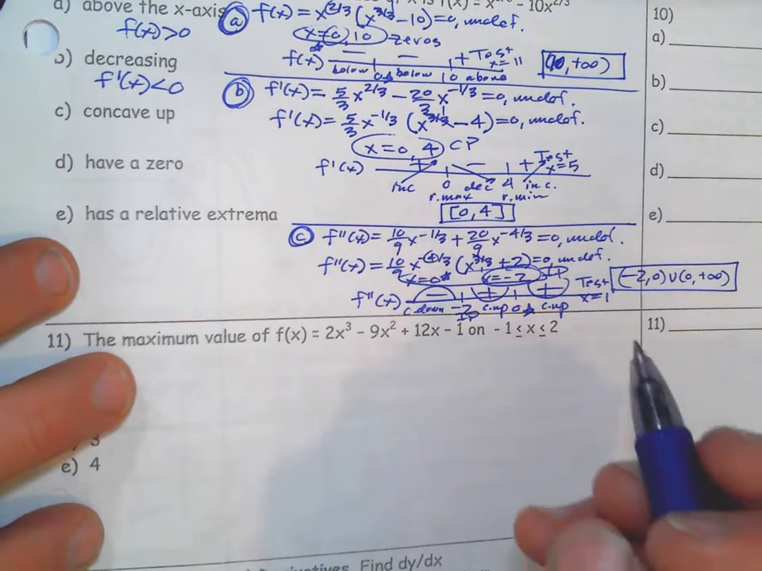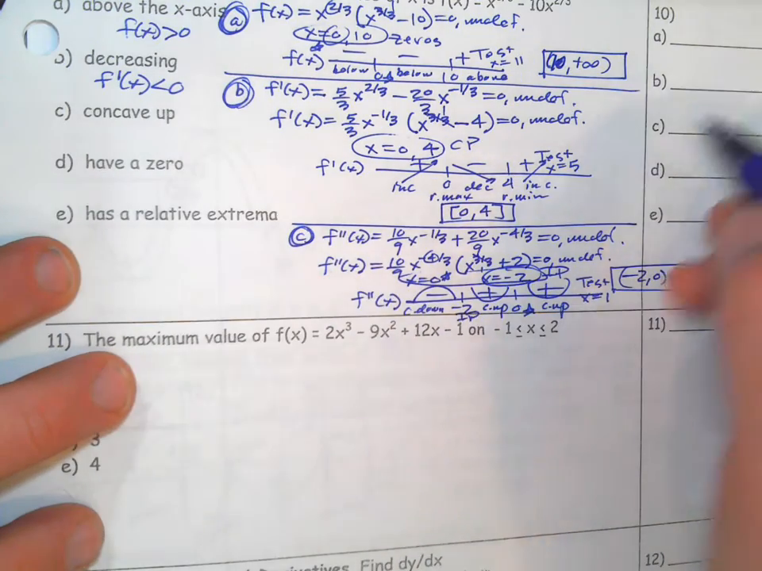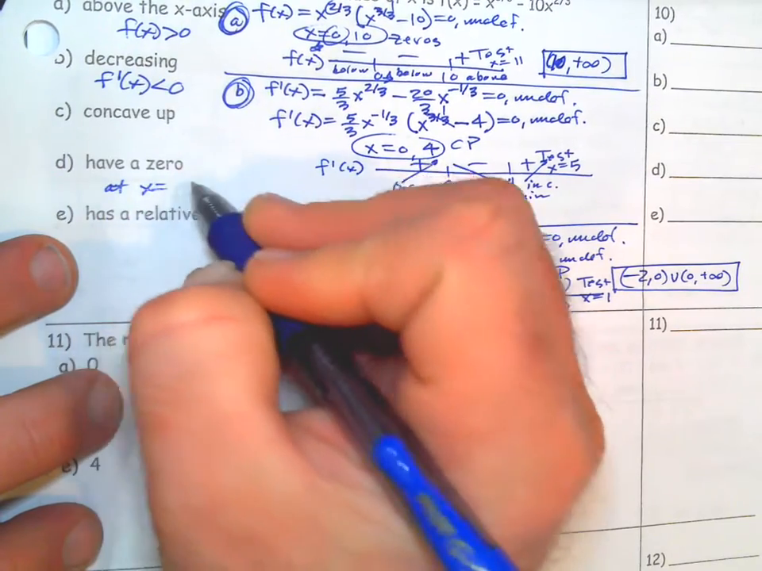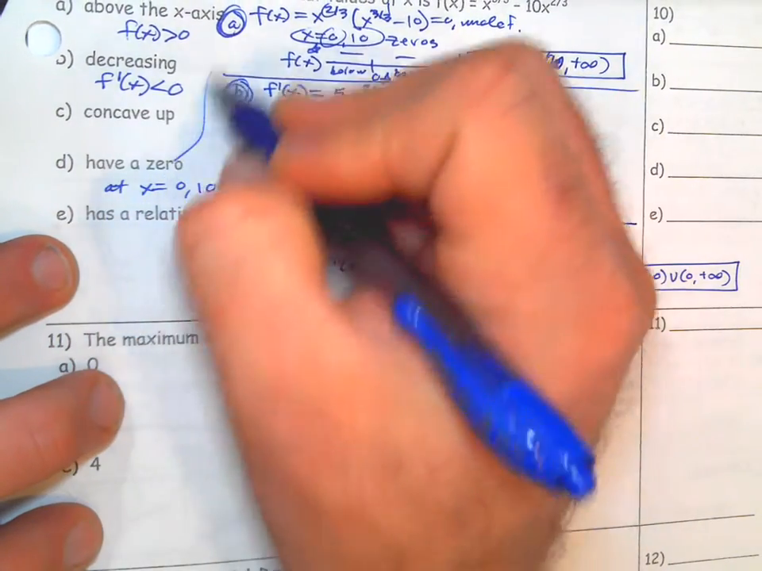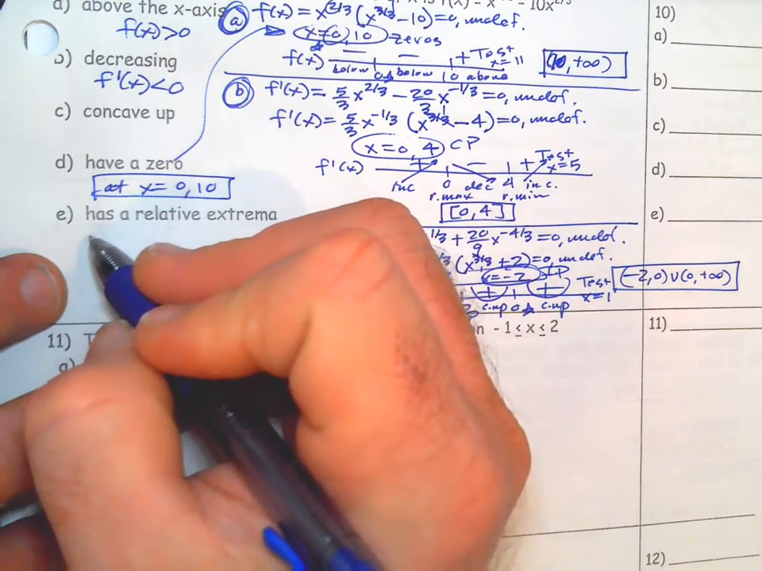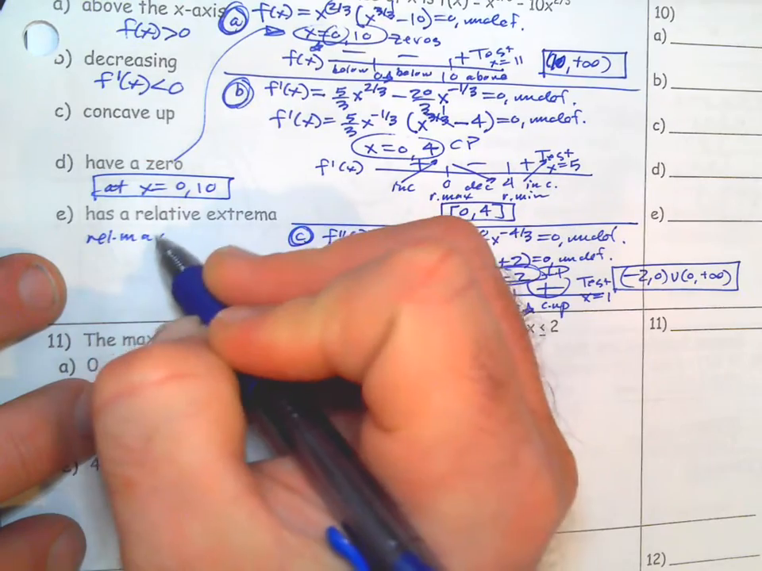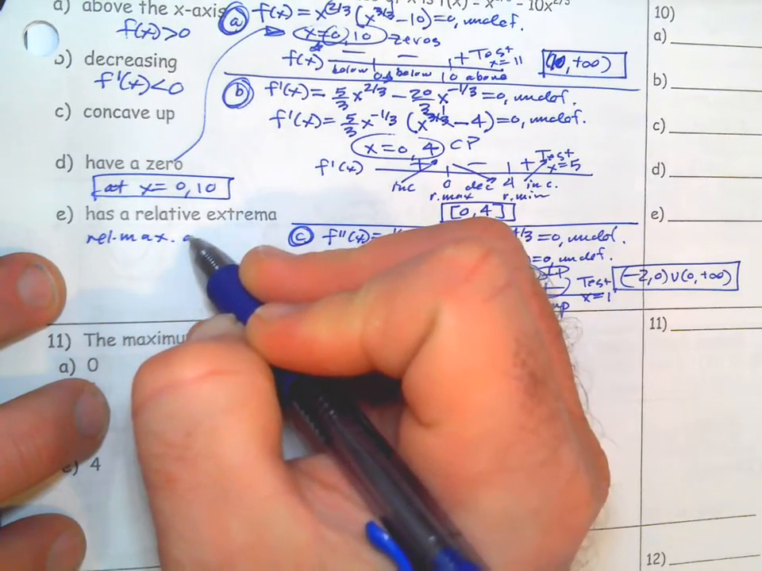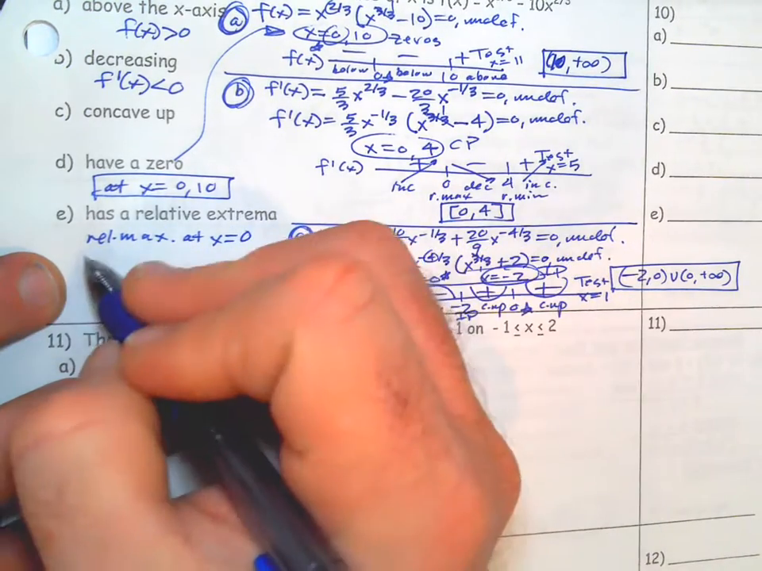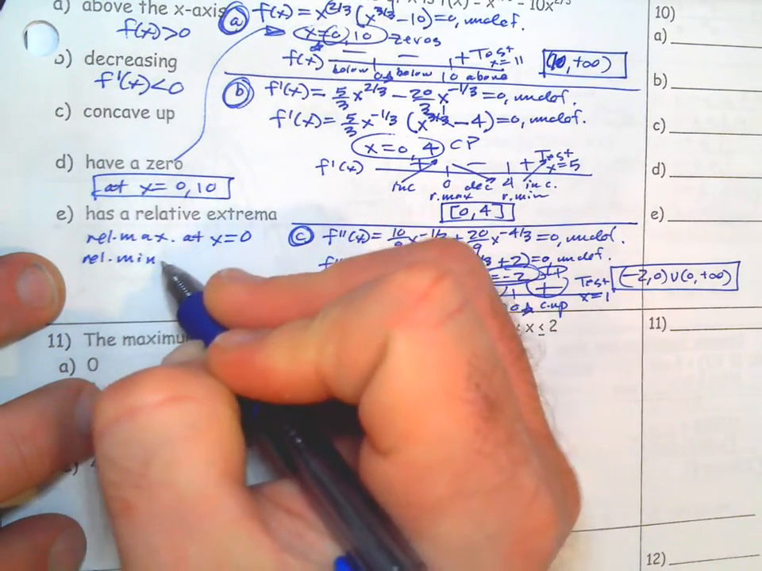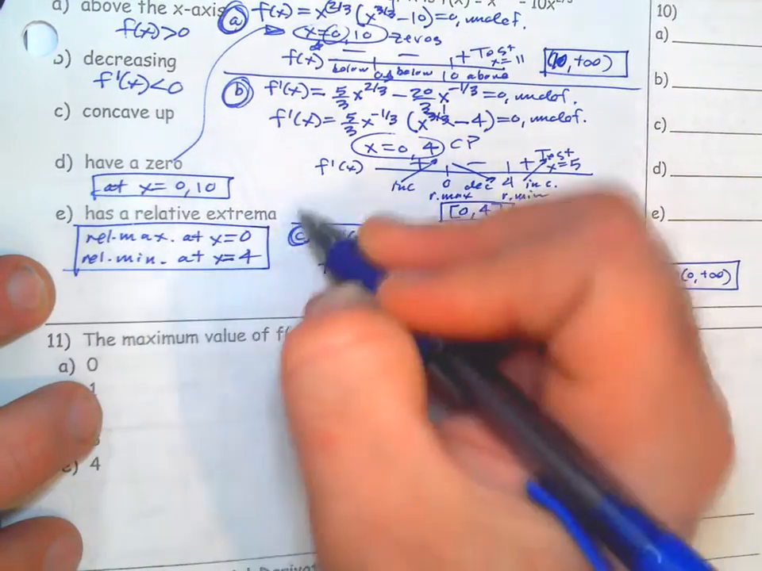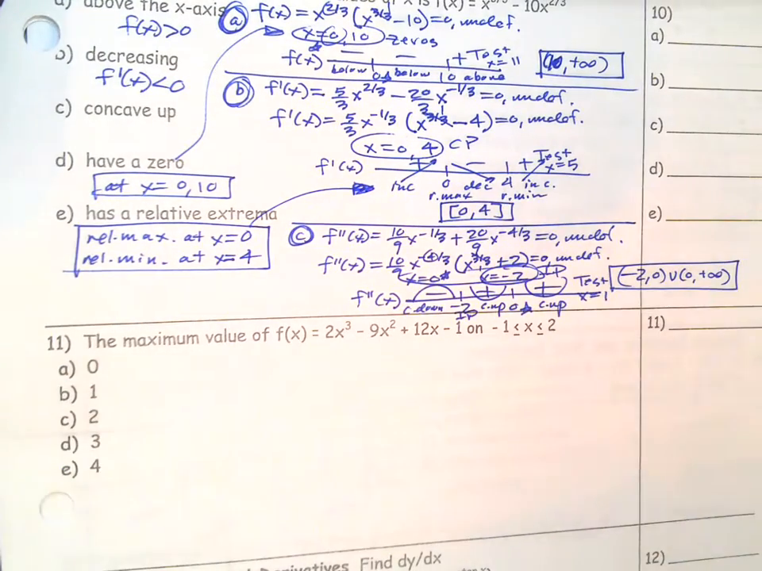Now zeros, we've already found these. The zeros are at x equals 0 and 10. We found that up here. And then the relative extrema: the relative max is at x equals 0. Relative min is at x equals 4. So we found those there in that work.